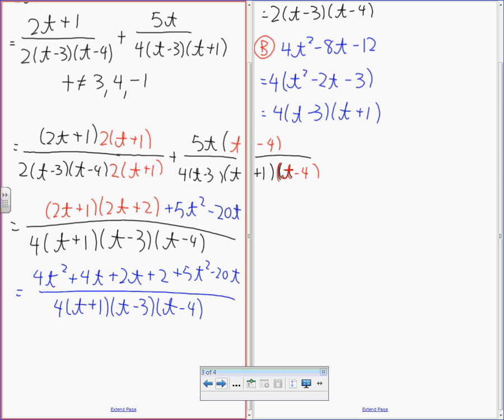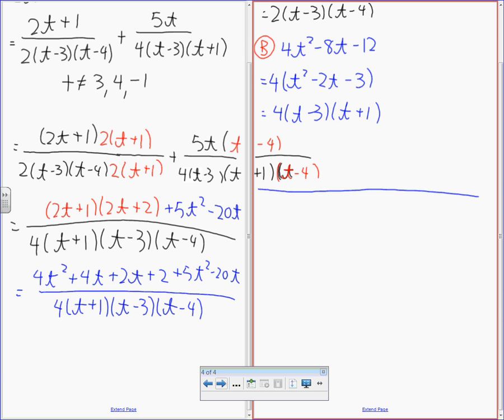This is a wonderful question. I love this one, by the way. So that turns that into 9t squared, 6 minus 14t plus 2, all over 4 bracket t plus 1, t minus 3, t minus 4.